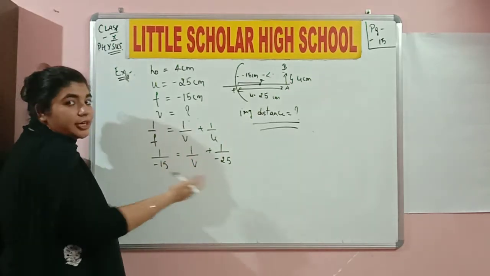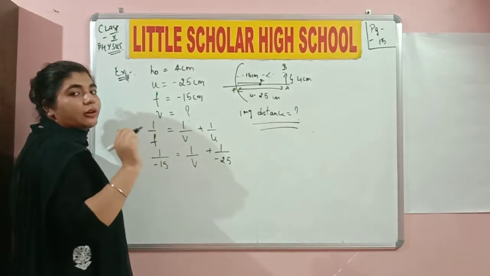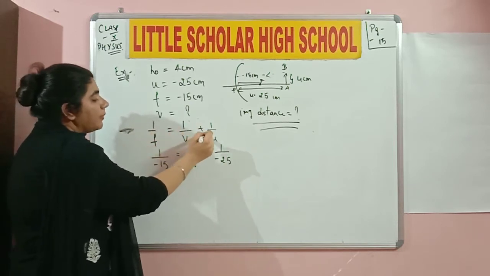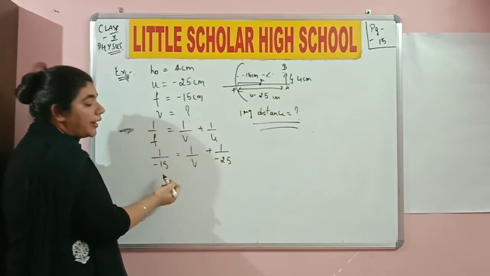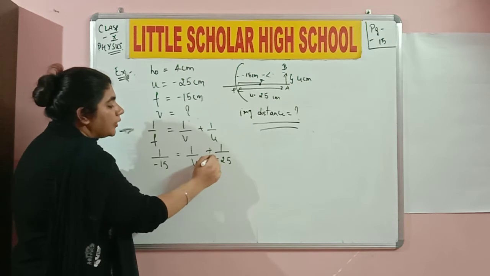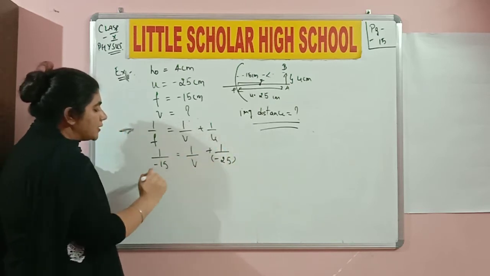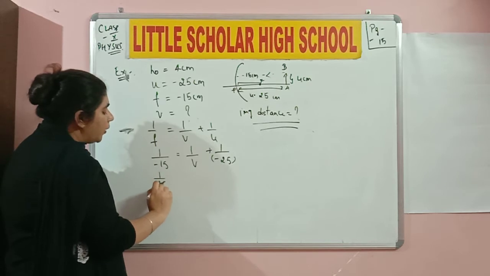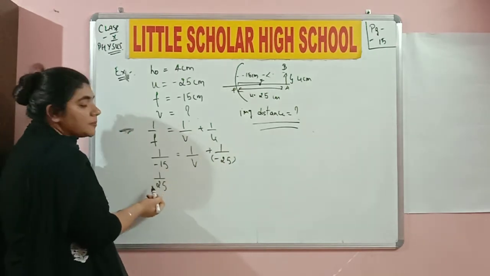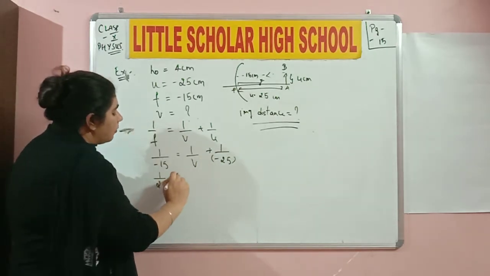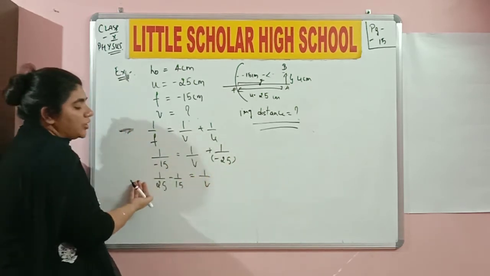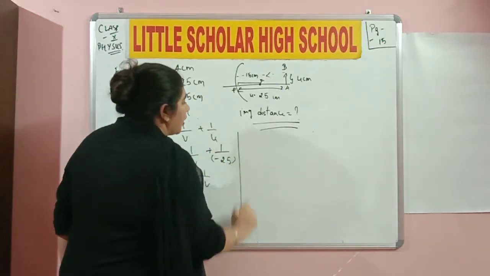Don't interchange and keep doing whatever you want to. Just focus. What did I do? This was my first statement: 1 by F is equal to 1 by V plus 1 by U. F is written as minus 15, V is written as it is, U is written as minus 25. Now I take this particular fraction to this side. What do I write it as? 1 by 25. Minus 25 turns into what? Plus? No. So minus 1 by 25 becomes plus 1 by 25, and the minus 1 by 15 from the previous one is equal to 1 by V. I just took this part to the LHS. That's it. Nothing else.